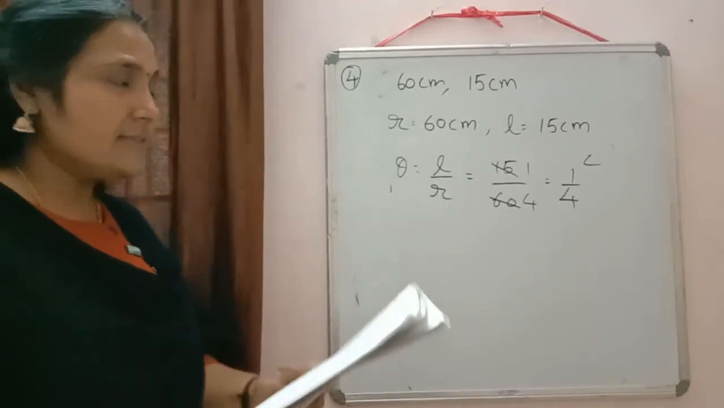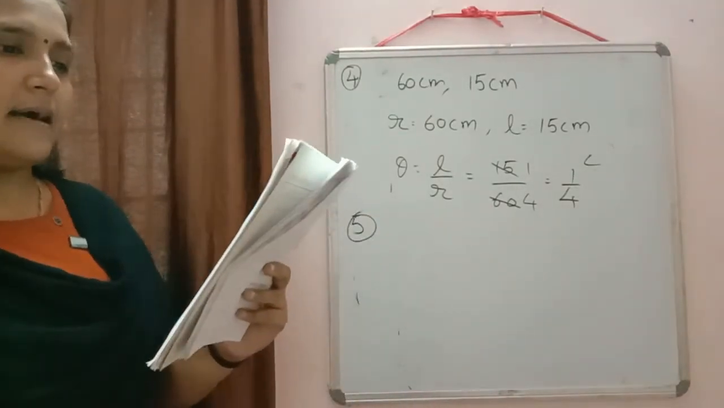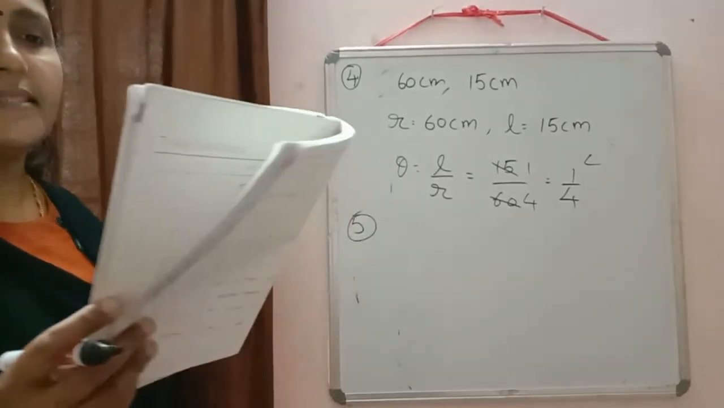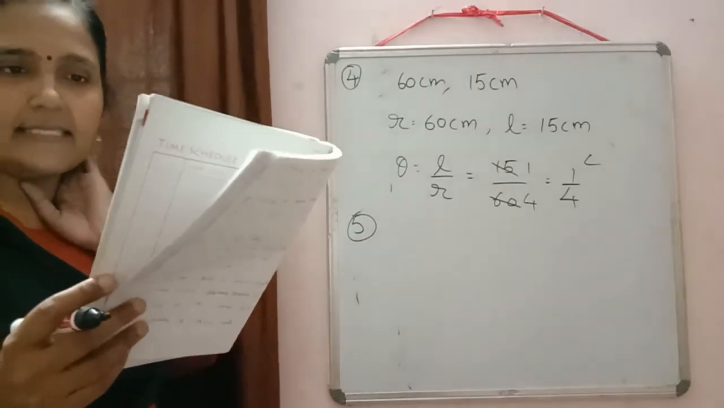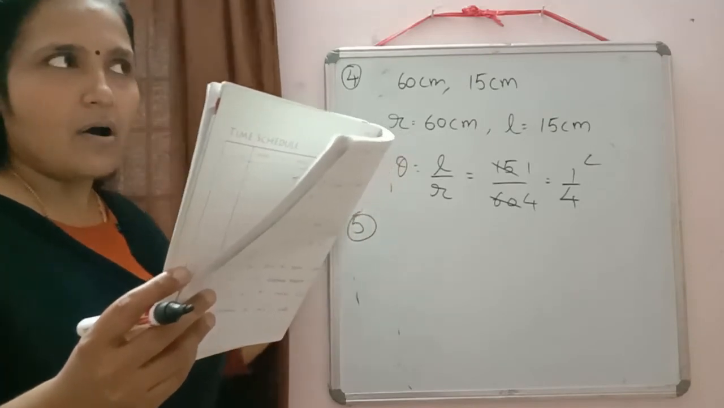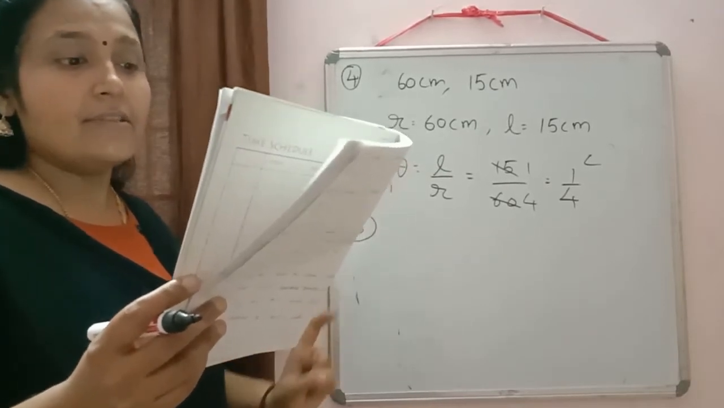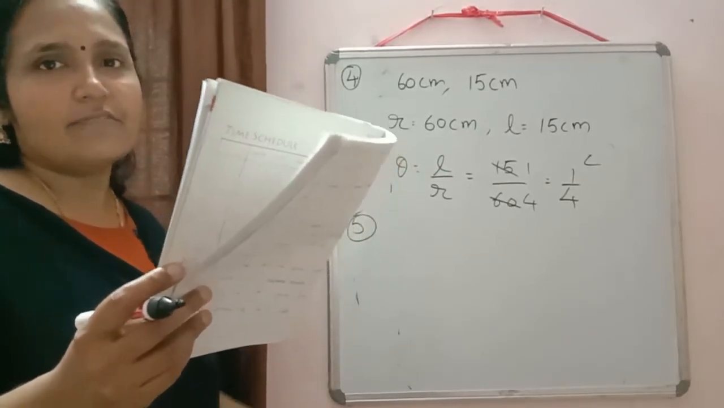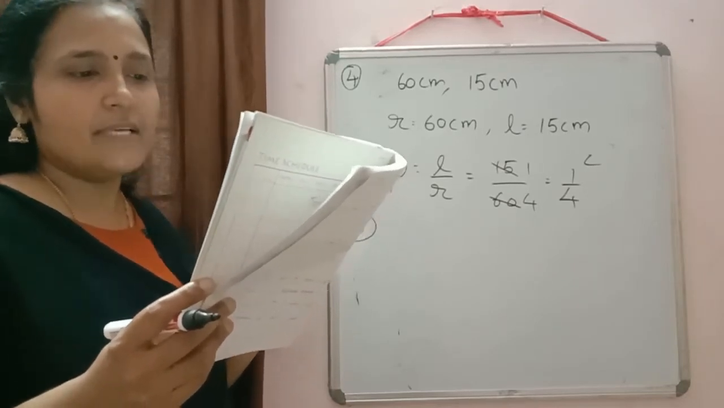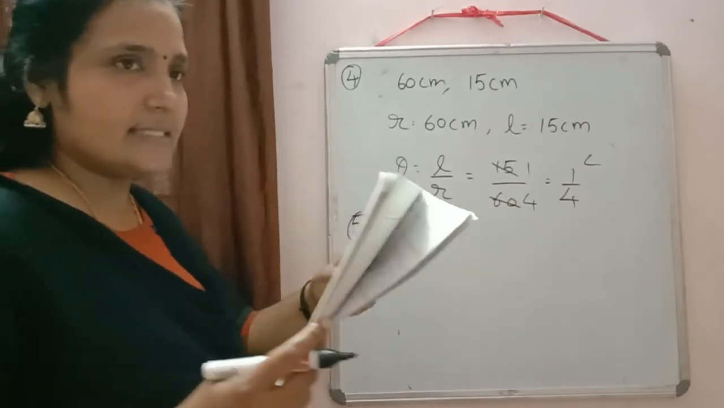So now next question is question number 5. Here I am writing: in a circle of diameter 60 centimeter, the length of the chord is 30 centimeter. A chord is there whose length is 30 centimeter. Find the length of the minor arc of the chord. Question written: in a circle of diameter 60 centimeter.